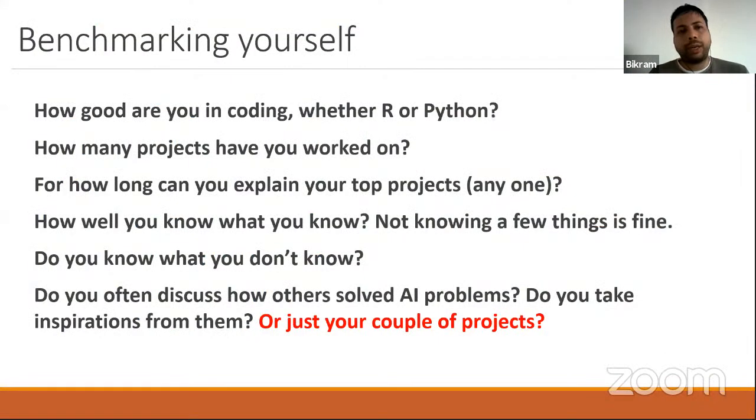Now, benchmarking yourself against the industry requirement. How good are you in coding, whether it is R or Python? How many projects have you worked on? How long can you explain your top projects? This is another interesting area.